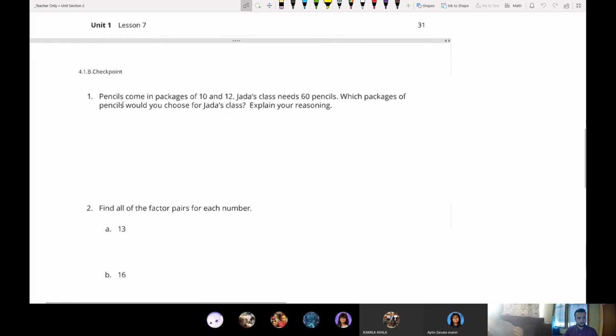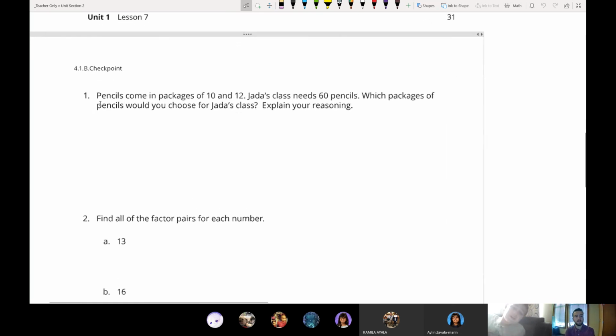Excuse me. So the first one here: pencils come in packages of 10 and 12. Jada's class needs 60 pencils. Which packages of pencils would you choose for Jada's class? Explain your reasoning. Okay, so we're working directly with factors and multiples here. We want to see if either 10 or 12 are factors of 60, and if so, which package of pencils would you choose knowing you need 60?